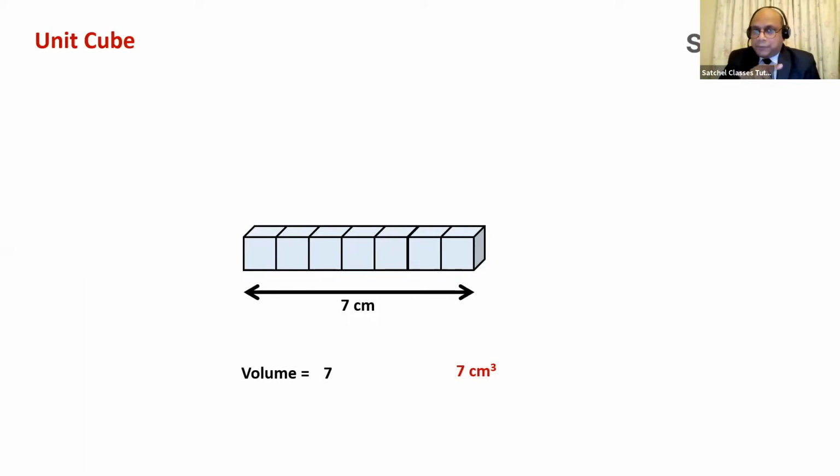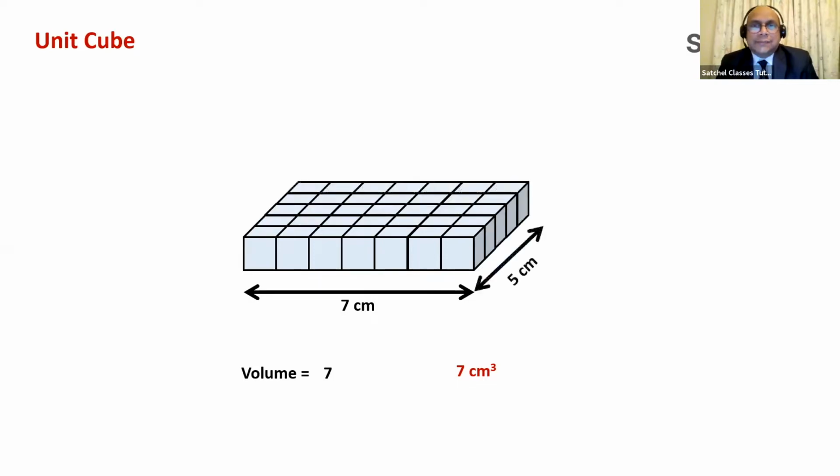What if I put this row 5 times beside each other, something like that? Now, how many unit cubes do you see? We have each row having 7, and there are 5 rows of that, right? There are 5 rows of 7 cubes each, which means there are 35 unit cubes. In this case, 35 centimeters cube. So the volume of that surface, one layer, I would say, is 35 centimeter cube.